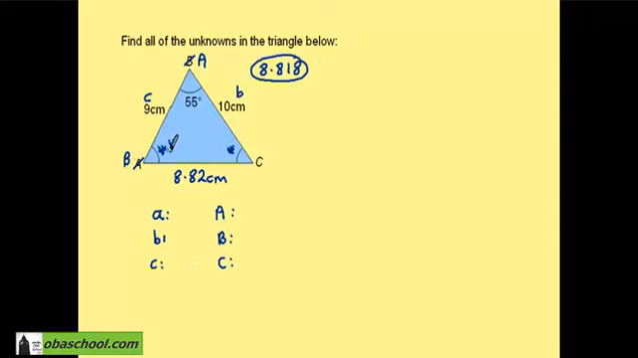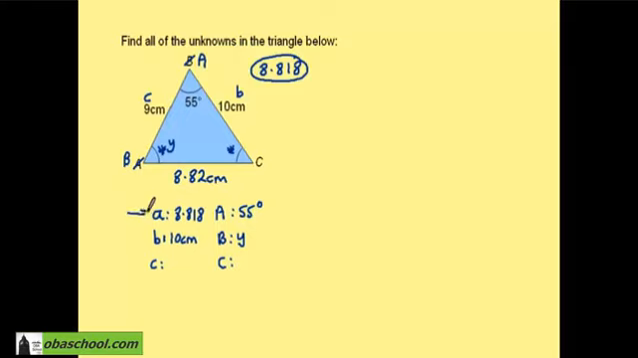Let's look at finding this angle, which I'll call y. B is 10. We know A and A now. Angle A is 55 degrees. And A, I'm going to use 8.818, using the extra significant figure because I'm doing another calculation with this number.